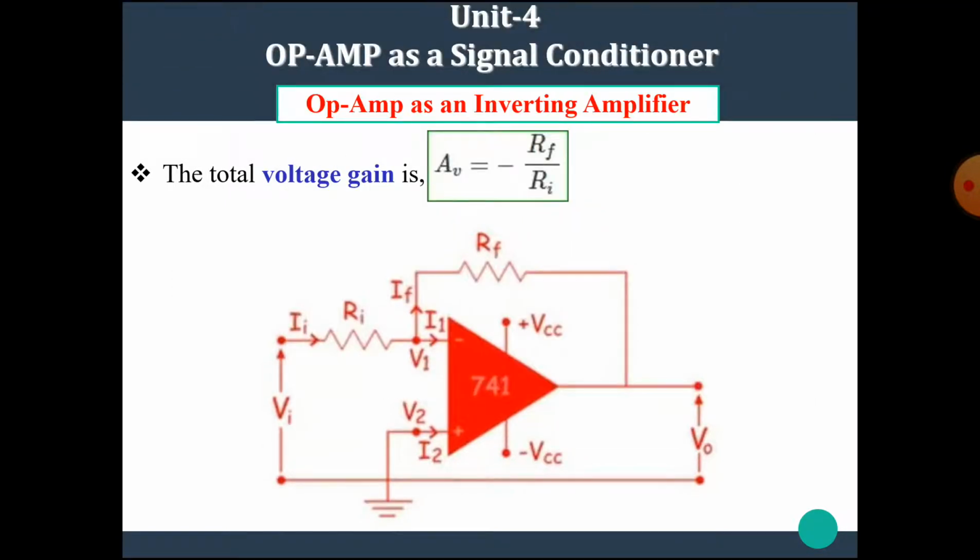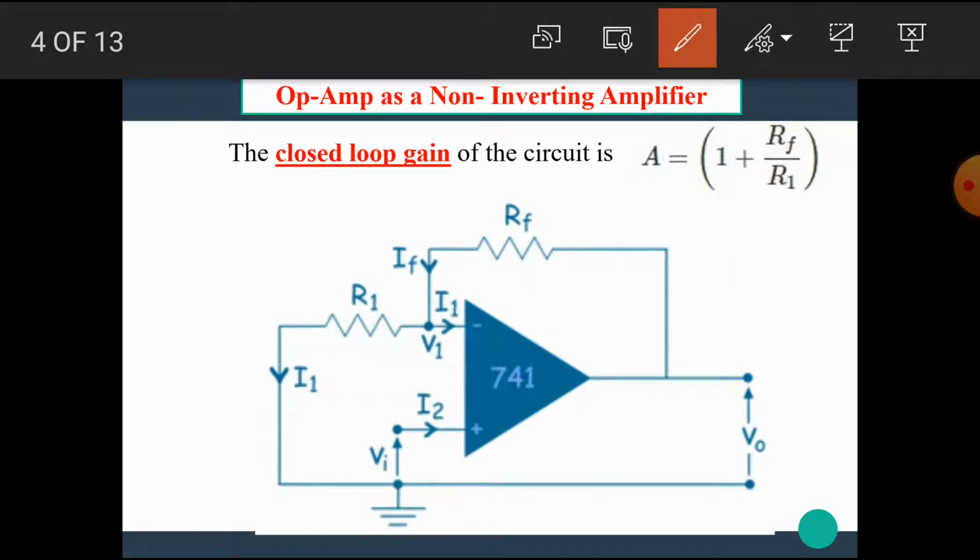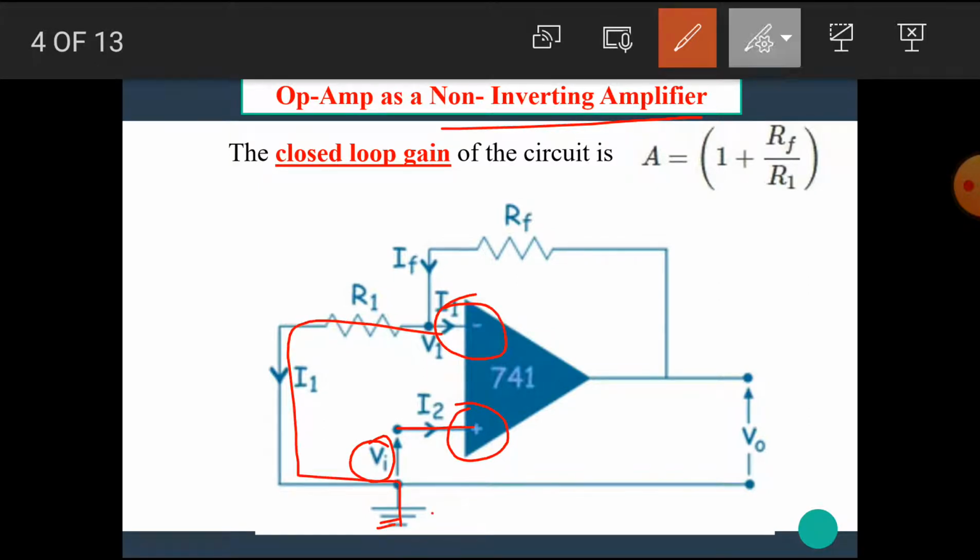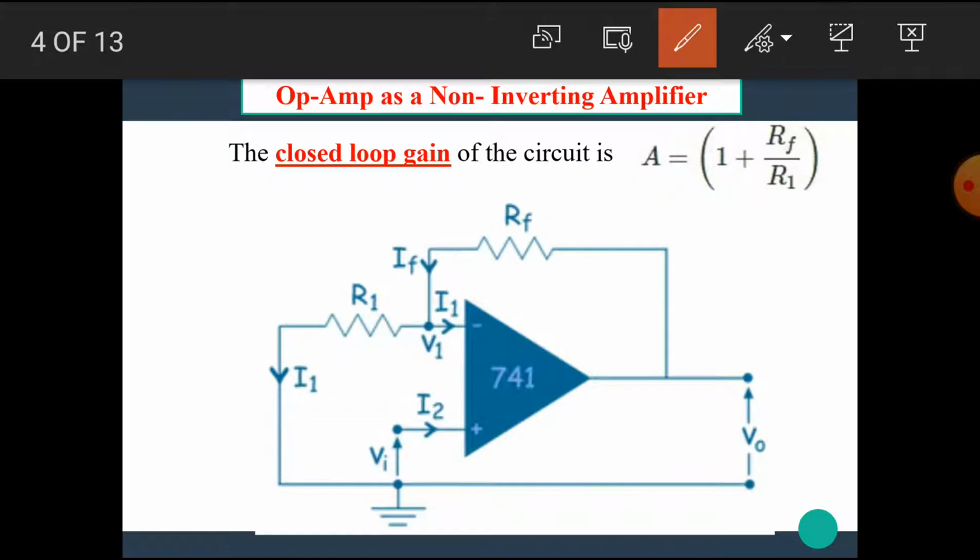The next is op-amp as a non-inverting amplifier. Non-inverting amplifier means the input supply Vin is connected to the non-inverting terminal while the inverting terminal is connected to the ground. This type of configuration is called as the op-amp as a non-inverting amplifier, and the gain of the non-inverting amplifier AV is equal to 1 plus RF upon R1. Here, the gain of non-inverting amplifier is always greater than 1.